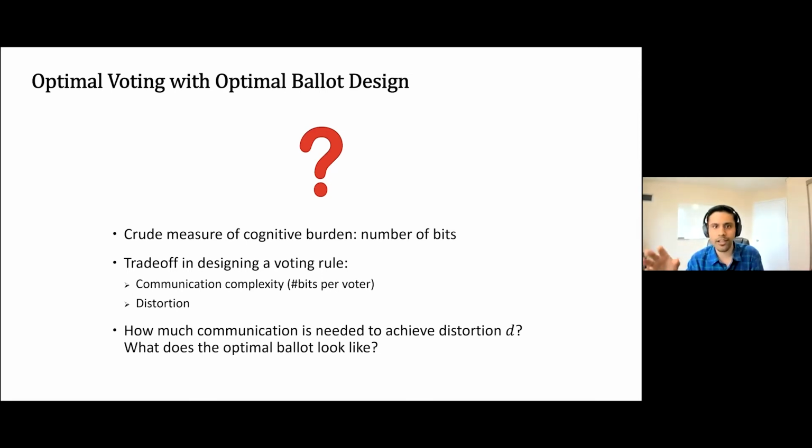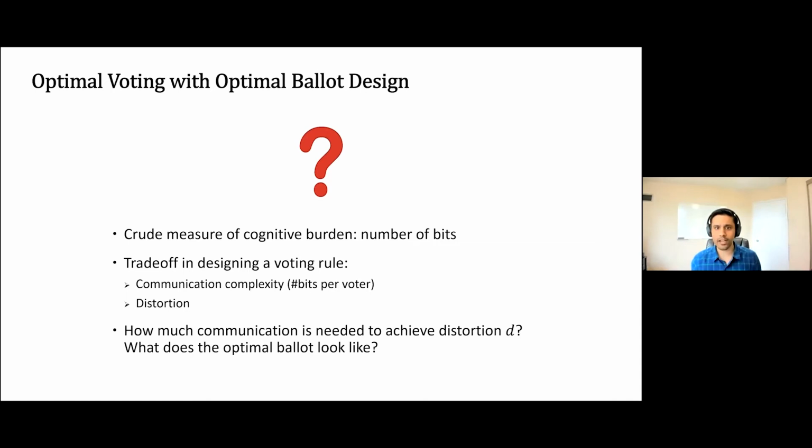So for example, if you ask a voter to rank m different projects, then the voter can submit one of m factorial many rankings. And so the number of bits of information contained here is log of m factorial, which is roughly m log m. If you ask the voter to do either knapsack voting or threshold approval voting, then the voter can submit one of 2 to the power m many subsets of projects. So the number of bits is log of 2 to the m, which is m.